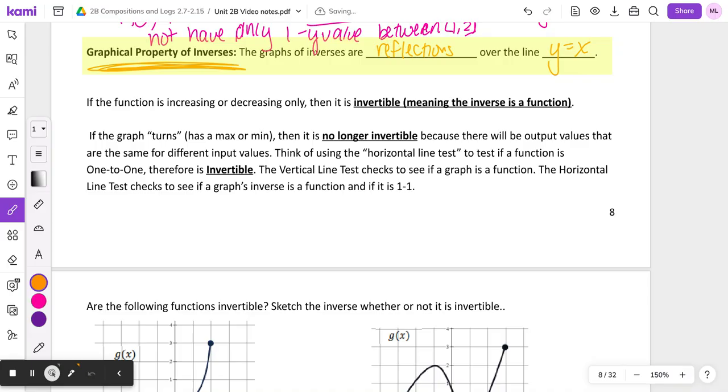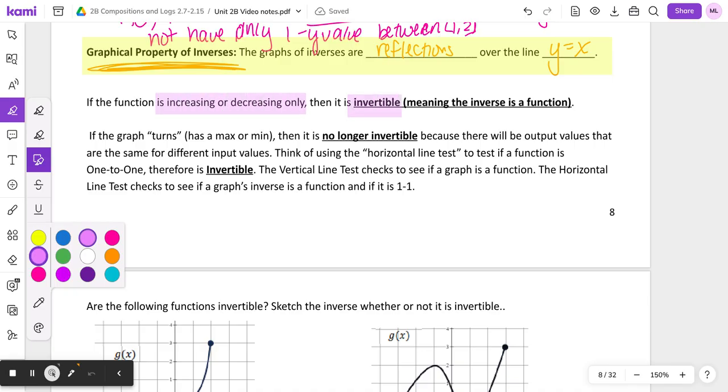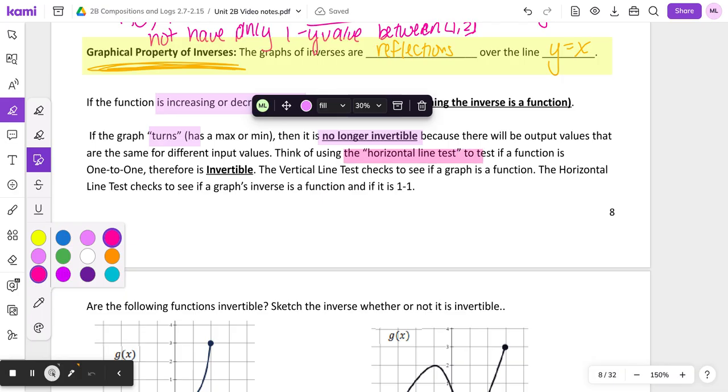All right, now the invertible piece. If a function is increasing only or decreasing only, then it is invertible, meaning the inverse is a function. If it turns, has any maxes or minimums, it is no longer invertible because you'll have output values that are the same for different input values, meaning every x won't have its own y. Think of using the horizontal line test. Remember last year we went over that it was 1 to 1, but it also tells us if our function is invertible, meaning its inverse is going to be a function. The vertical line test is to see if it's a function, and the horizontal line test is to see if it's 1 to 1, or if its inverse is a function.